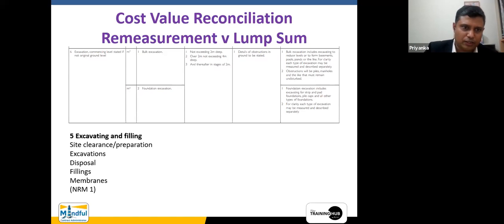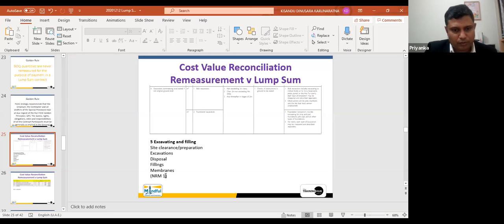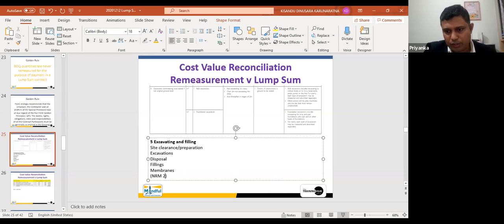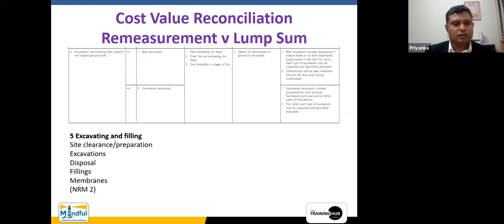So I have selected this particular section from NRM2, the new rules of measurement. Actually, I accidentally put it as NRM1, but it is NRM2. Let me correct that, right? NRM2 says excavating and filling has 5 different elements: site clearance, preparation, excavations, disposal, fillings, and membranes. So I extracted this particular excavation portion appearing within the NRM2. It says excavation commencing level stated if not original ground level, bulk excavation and foundation excavation.